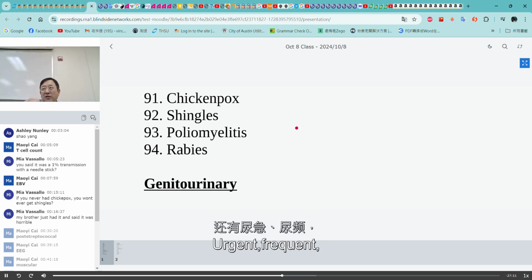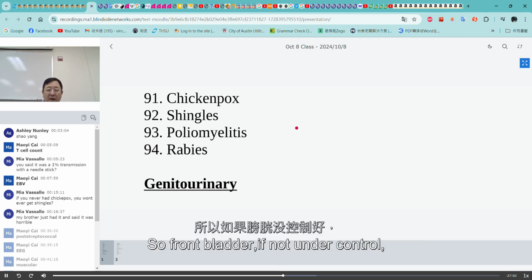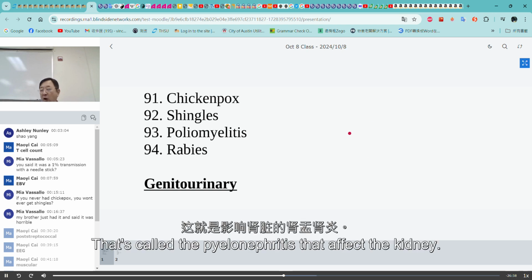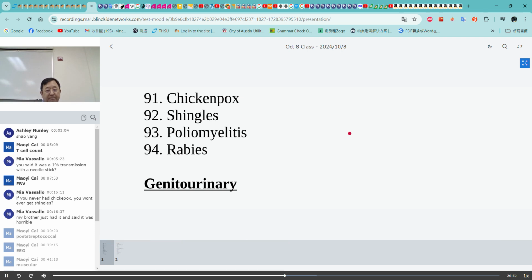Yeah. So the symptoms are easy to understand. Hesitancy, right? Urgent, frequent urination, right? Yeah, irritating. But don't forget, those UTI infections are ascending. It's going back up. So from the bladder, if not under control, it may go to the kidney. That's called pyelonephritis. That affects the kidney. Yeah, so that's why the last organ affected is the kidney when they go back up. Okay. So that's UTI.